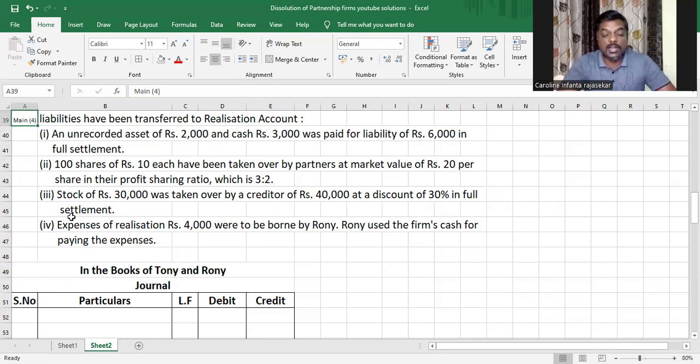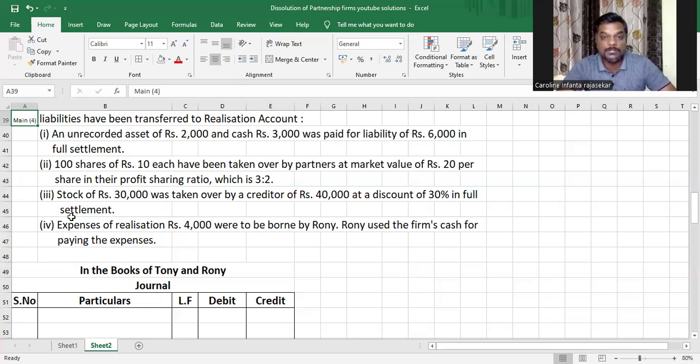The first question is an unrecorded asset of 2,000 and cash 3,000 was paid for a liability of 6,000 in full settlement. So we have sold an unrecorded asset for 2,000 and paid cash of 3,000 for a liability of 6,000. As I've told you already, my dear children, whenever an asset goes out, its income for the firm and realization account will be credited. And if a liability is settled, realization account will be debited. So for the unrecorded asset 2,000 going for the liability to the extent of 2,000, that is no entry. That is realization account debit to realization account. However, we also paid cash of 3,000 for settling this liability.